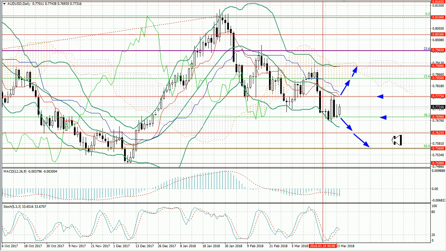Technical indicators generally indicate a decrease. Bollinger Bands turned downwards. MACD histogram is stable in the negative zone. Stochastic is turning downwards. Generally, the resumption of decline in case of breakdown of the level of 0.7690 seems more probable.